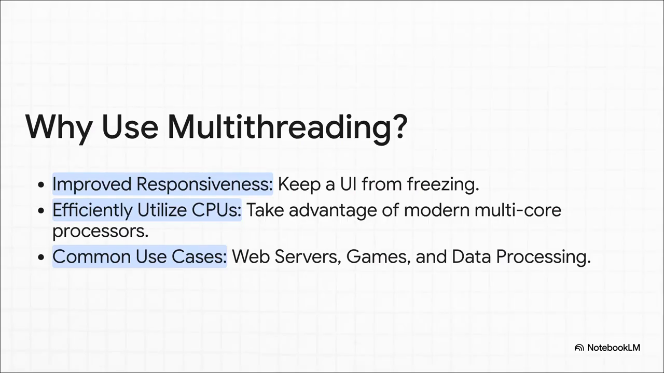So why does this matter so much? Look, beyond just keeping your app from freezing, this is all about raw, pure efficiency. Pretty much every computer now has a CPU with multiple cores, and a single-threaded app is just leaving all that power on the table. Multithreading lets you use all those cores, which is exactly why it's the backbone of everything from massive web servers to fast-paced video games to huge data analysis jobs.